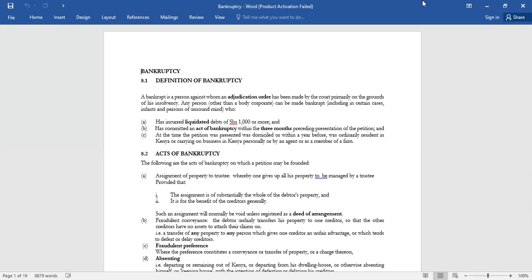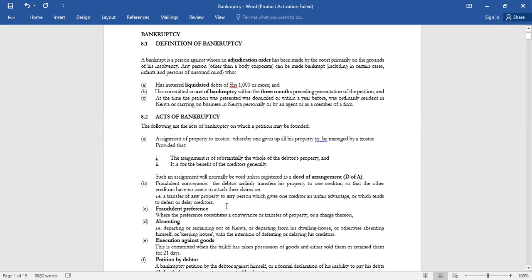So such an assignment will normally be void unless registered by a deed of agreement, what we call D of A. We'll be coming to D of A. In other words, we are saying, unless this information is recorded in D of A, it will not qualify. So we'll be coming to deed of agreement and its content later on.